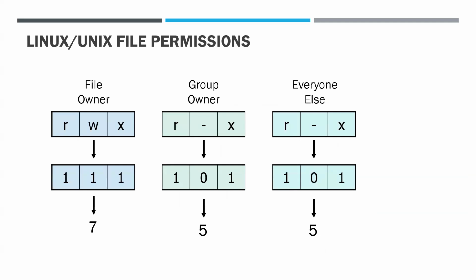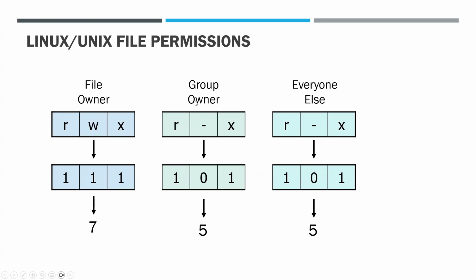Unix file permissions. In Linux and Unix, we talk about read, write, and execute permissions, and they are literally represented in the internals of the file system as 3 bits. Read is the 4's bit, W is the 2's bit, and execute is the 1's bit. So if you have permissions for the file owner, read, write, execute, that's all 1s, and that's a 7.